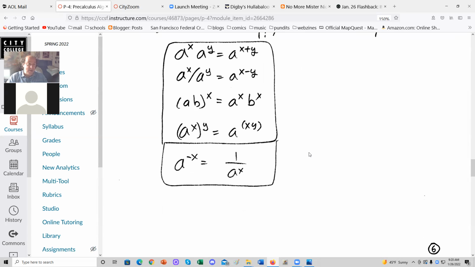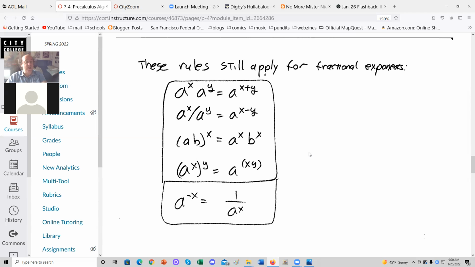That often happens in math. You find a rule which applies for a certain set of numbers, then you see if you can extend it to a larger set of numbers.